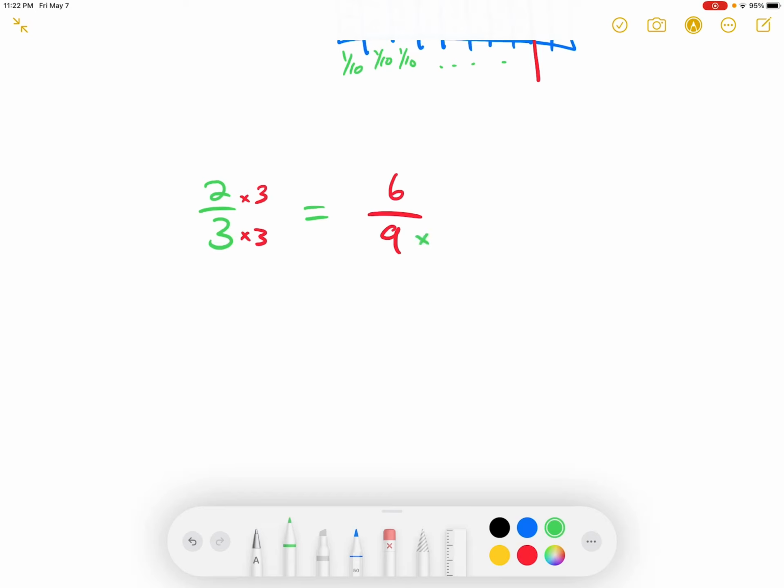And you can also keep going. You can multiply this by another 2 if you wanted to. 6 times 2 is 12. 9 times 2 is 18. 2/3, 6/9, and 12/18 are all the same fraction. Well, not the same fraction, but they are all equal in value, and they are all equivalent fractions.